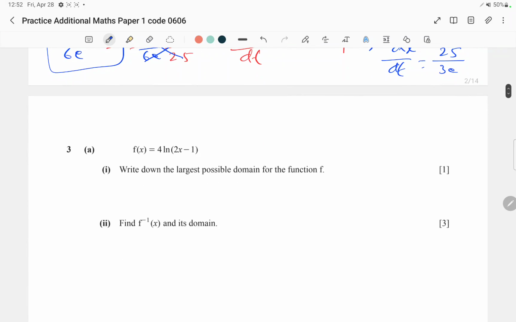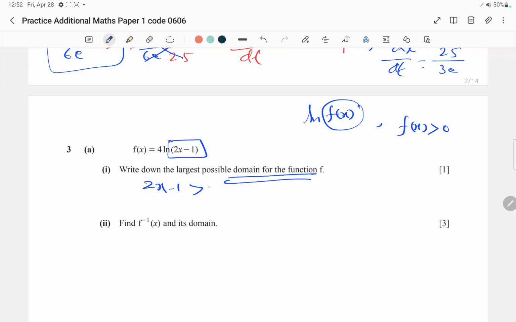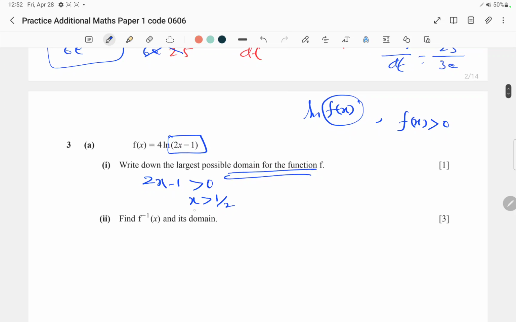Okay, now come to the next question that says f(x) is 4 times ln(2x minus 1). Write down the largest possible domain for f. So for the largest possible domain, we know that if we have ln f(x), then this f(x) should be greater than 0. So over here 2x minus 1 greater than 0, so x should be greater than half. It was a very simple question.